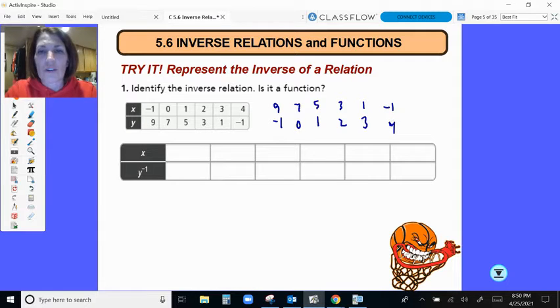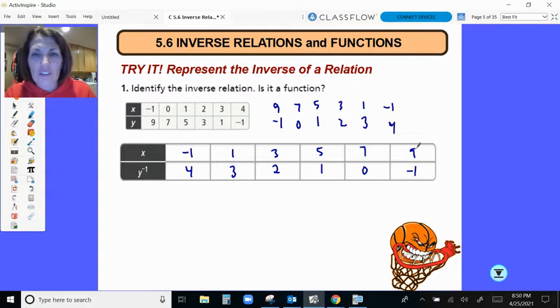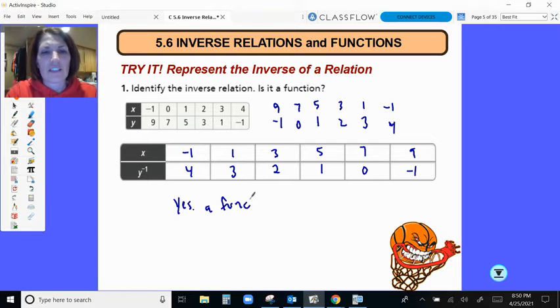And let's reorder them. For my x's, negative 1, 4 will be my smallest one. Then I'll move to 1, 3. Then 3, 2. Then I'll have 5, 1. 7, 0, 9, negative 1. And I look through here, it looks like I don't have any x's that repeat that would give me a different value for y. So yes, this is a function.